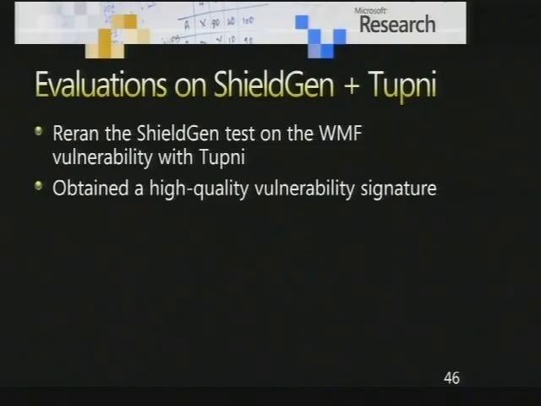At the end, we also evaluated the effectiveness of ShieldGen plus Tupni. So we use Tupni to reverse engineer the format of a WMF attack instance. Then we use a parsed WMF attack and feed it to the probe generator. And we obtained a high quality vulnerability signature for WMF.